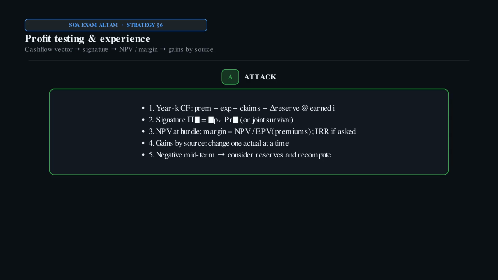For gains by source, change one actual assumption at a time. If midterm profit is negative, consider non-zero reserves and recompute.